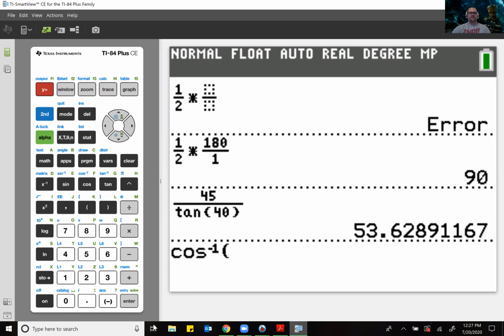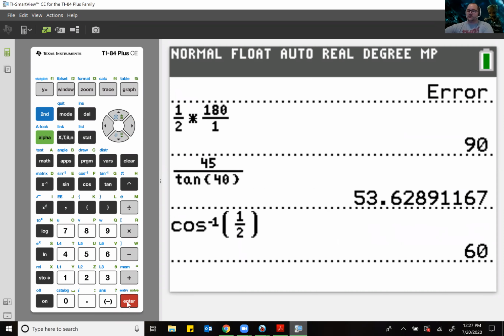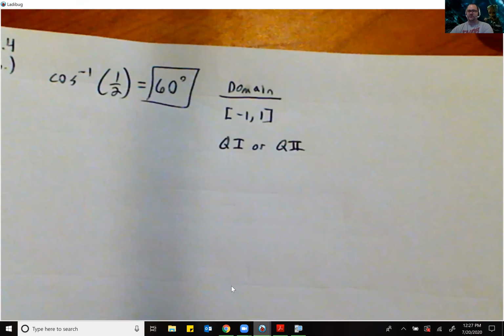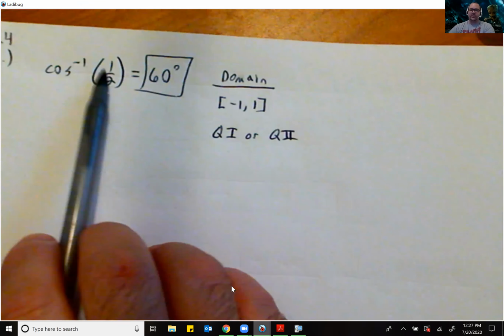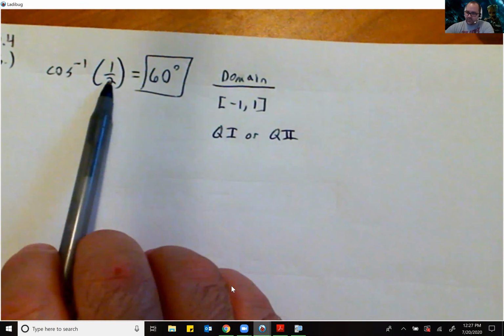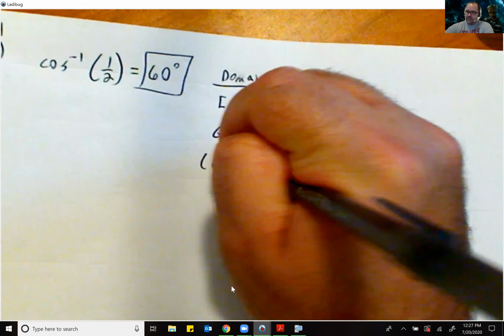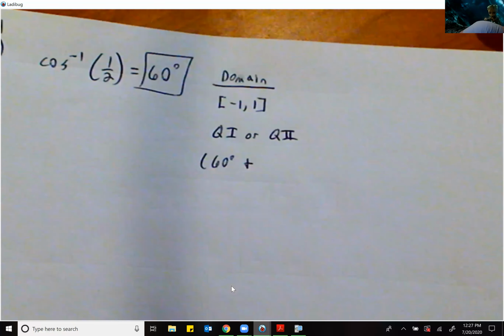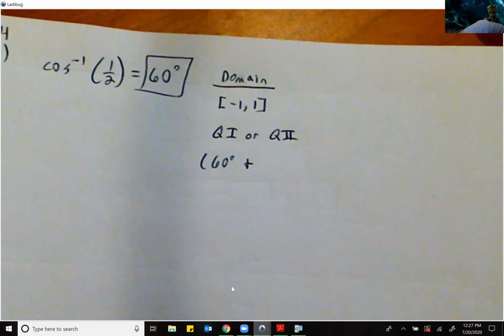Alpha y equals 1 over 2. Close it. And there is our answer, which is definitely the quadrant 1 answer. Okay? So 60 degrees. The reason why I put this information about quadrant 1 and quadrant 2 is because there are two angles where cosine is a half. One of them is at 60 degrees and the other is at 300 degrees.